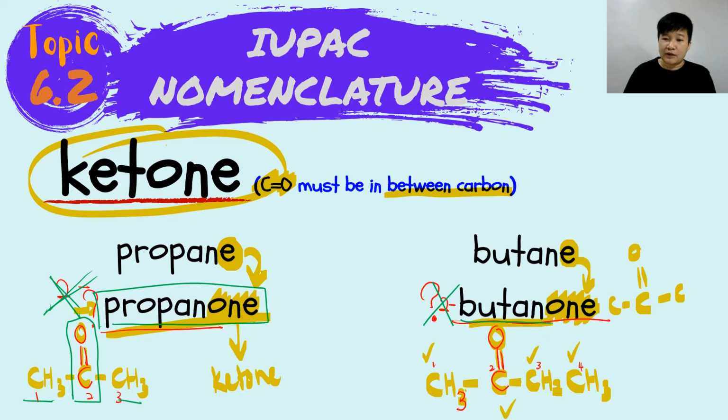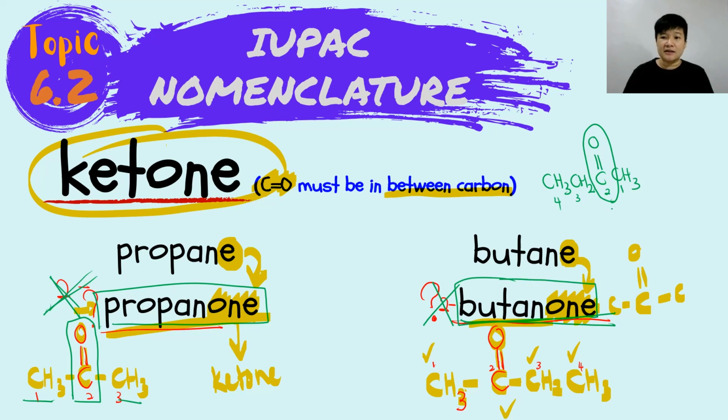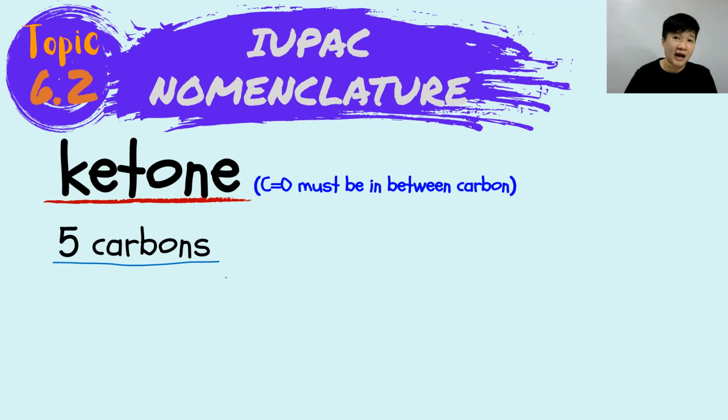Same thing for butanone, a 4-carbon ketone. You realize that no matter how you write it, counting 1, 2, 3, 4, your C double bond O will still be at carbon number 2. Therefore, for propanone and butanone, it's not needed to put the position. So what happens when you have a 5-carbon ketone?